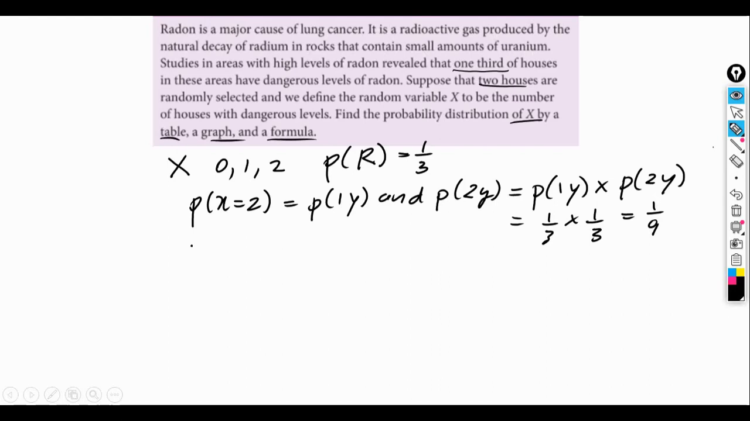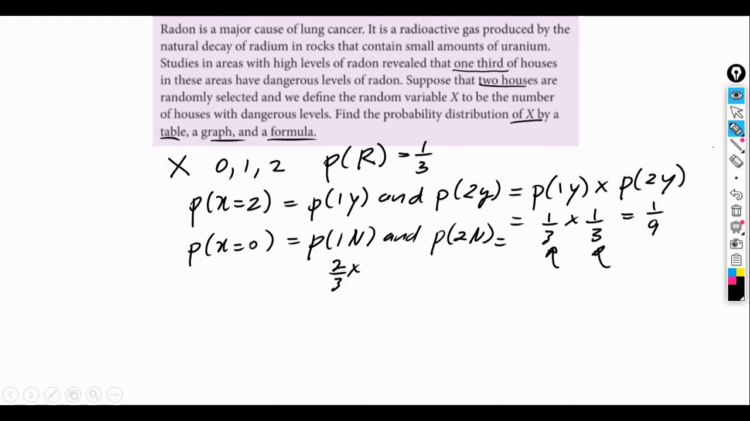What would be the probability of x equals 0? So that would be the probability of the first house not having high levels of radon and the second house not having high levels of radon. So notice that this is going to be the complement of this, right? Times the complement of this. So in other words, 2/3 times 2/3, and this is equal to 4/9.